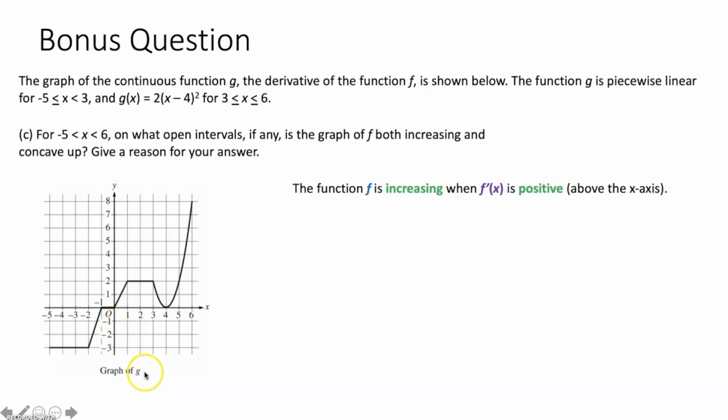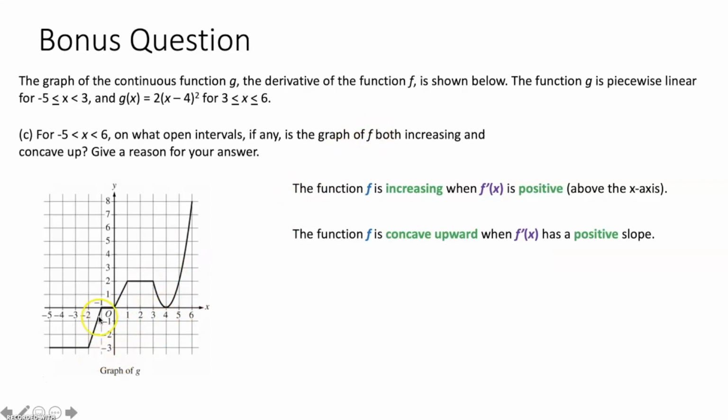Wherever the second derivative is positive, that means your original function is concave up. Meaning wherever the slope of your derivative graph is positive, your original function will be concave up. So by looking at the slope of the graph of g, or the slope of the graph of our derivative, we can determine what the concavity of the graph of our original function f is.